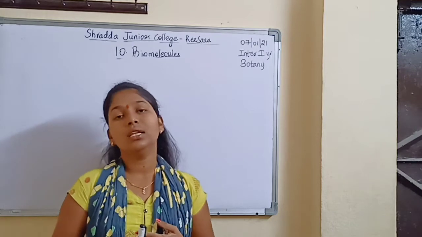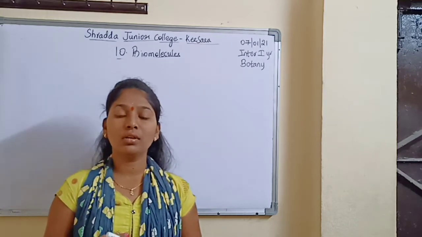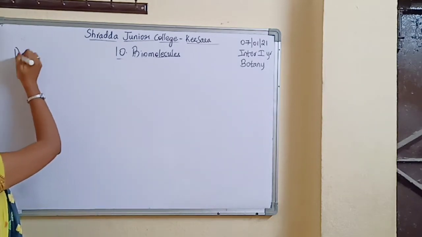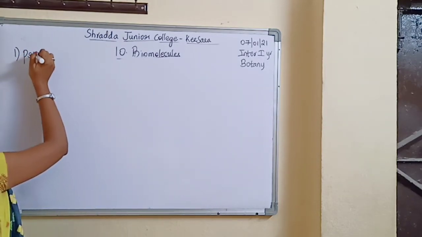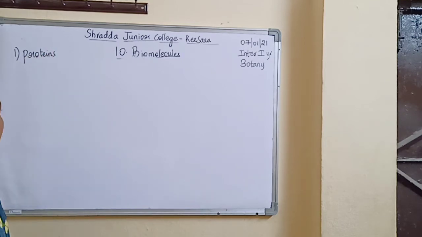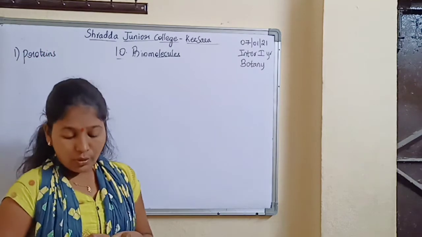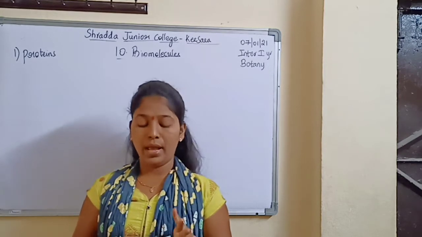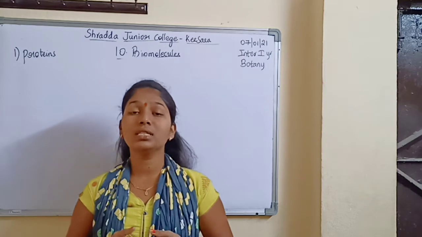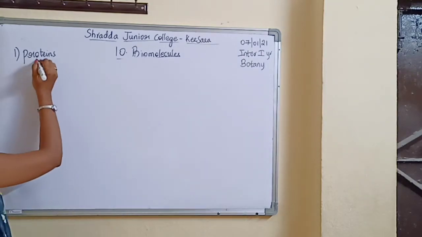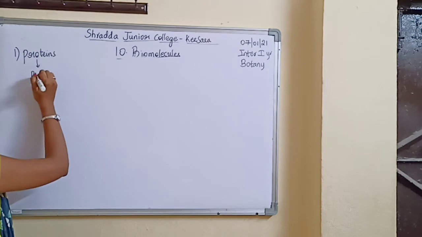Okay, so in these biomacromolecules, first we will discuss the proteins. So these proteins are considered to be polymers of amino acids. These are considered as the polymers of amino acids.